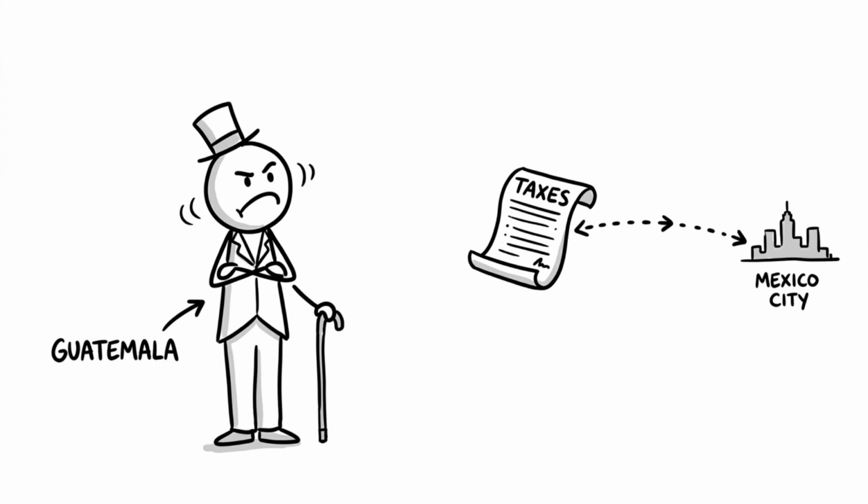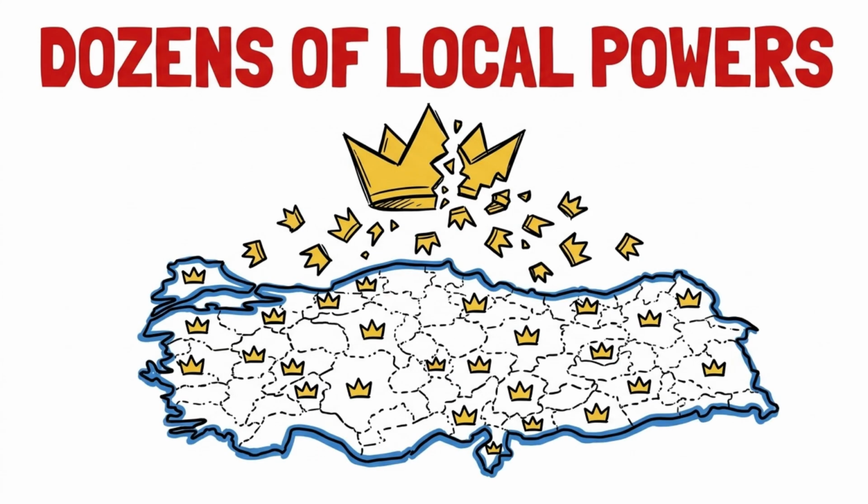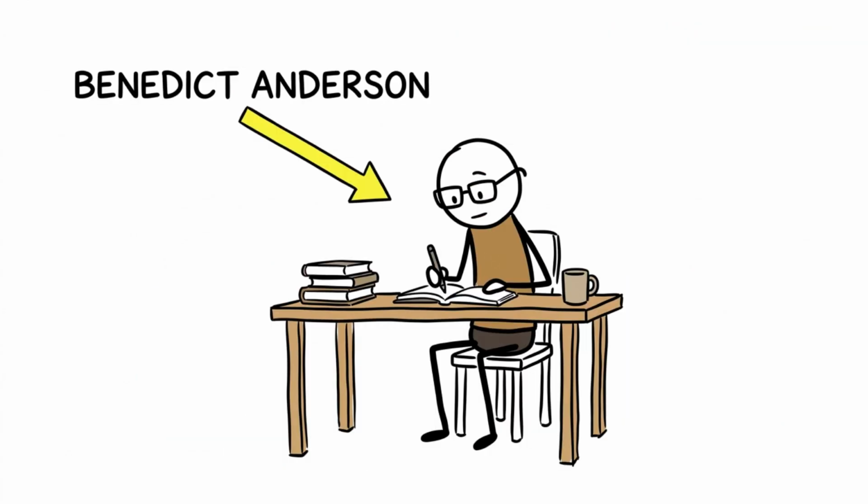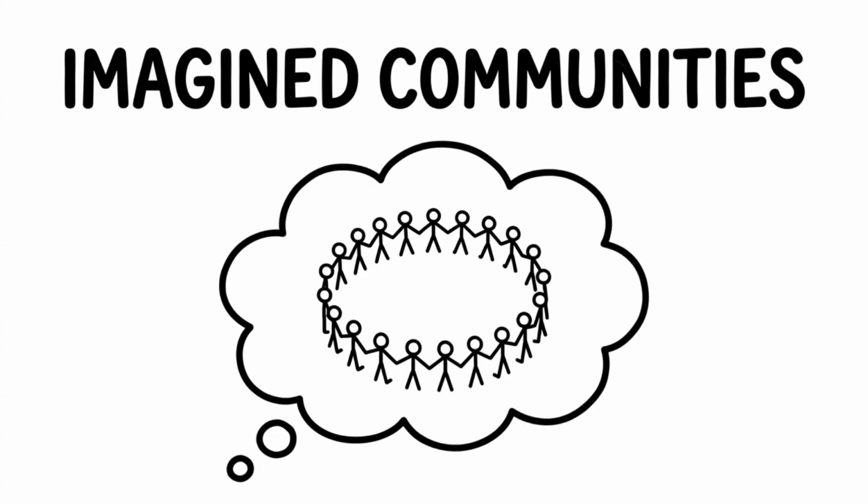There is a deeper layer beneath all of this, one that researcher Benedict Anderson explored in his influential work on nationalism. Anderson argued that nations are, in a very real sense, imagined communities. A nation exists because enough people believe they belong to it, read the same newspapers, share the same stories, and picture themselves as part of the same collective future.